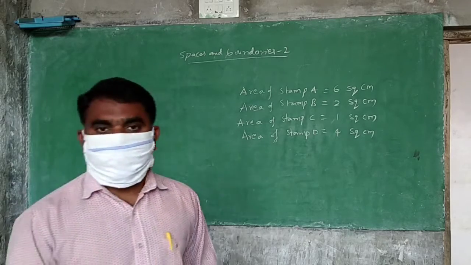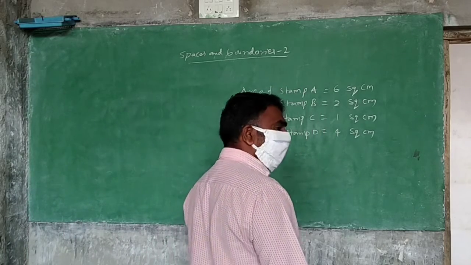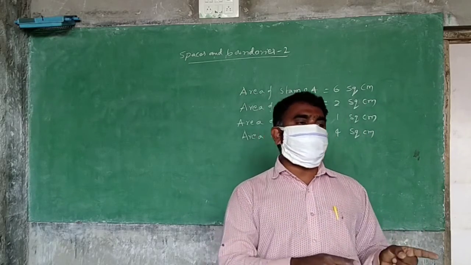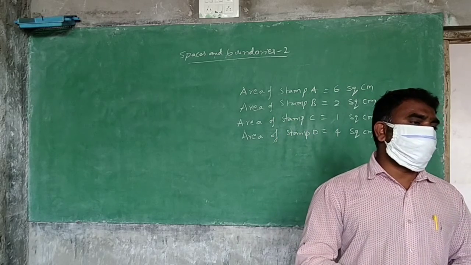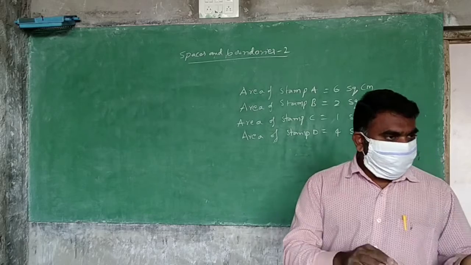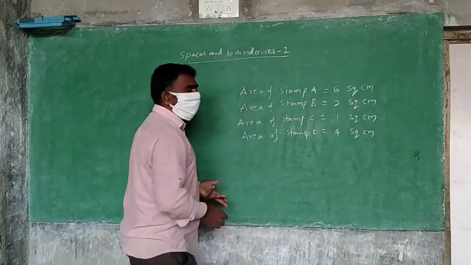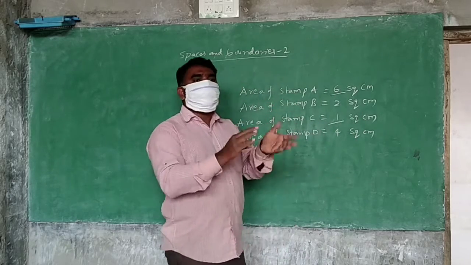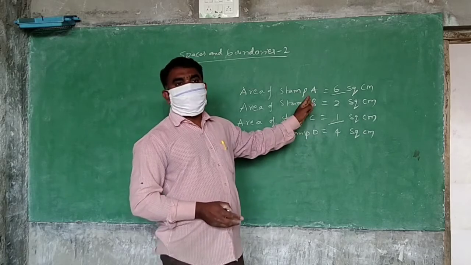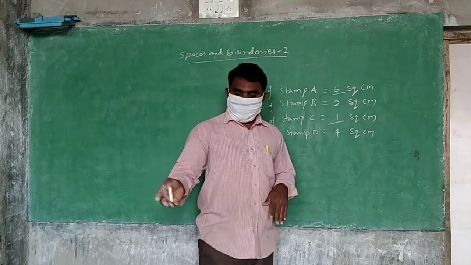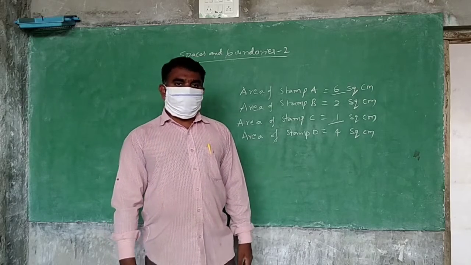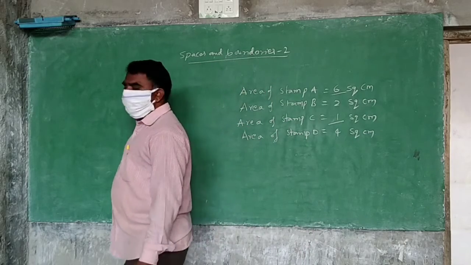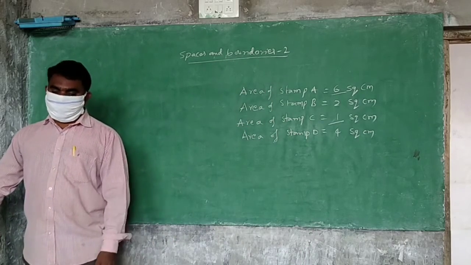And what is the last question he is giving? What is the difference between the areas of the biggest stamp and the smallest stamp? Biggest and smallest difference is asking. How do you find the difference? Biggest one is 6, smallest one is 1. Subtract, and you will get the answer. So what will you write there? Yes, 5 square centimeters. No need to write more, only the answer. Because the answer is very easy, no? Difference means subtraction, you know about it.